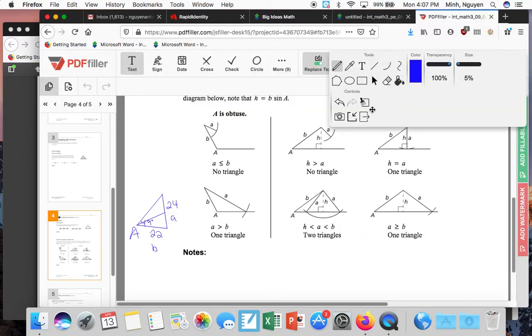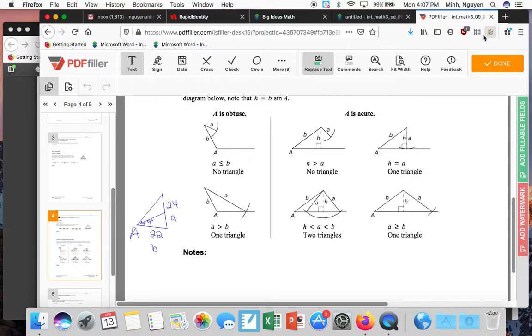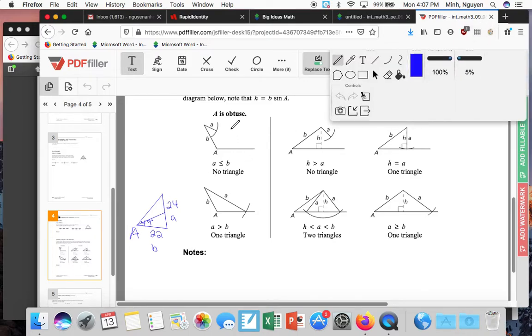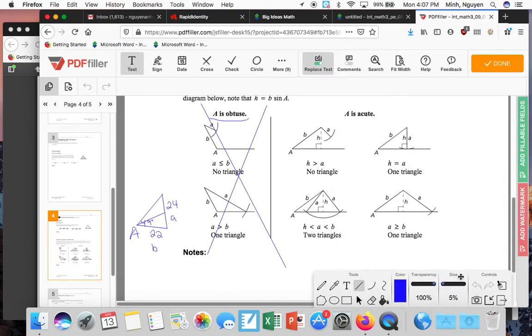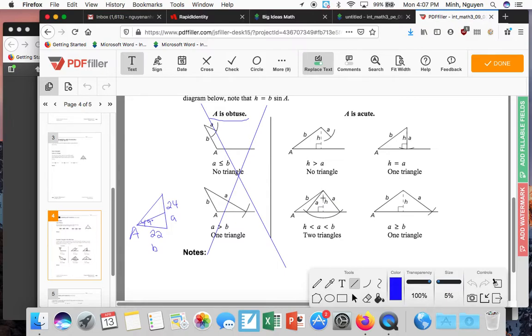So let's look here. Angle A is obtuse. Is 49 degrees obtuse? No. So we can ignore this for this problem. And if it's not obtuse, it must be acute. So we have values of h, which is calculated with h equals b times sine A. So in this case, what would that look like? h equals the length of b, so 22, times sine of angle 49.